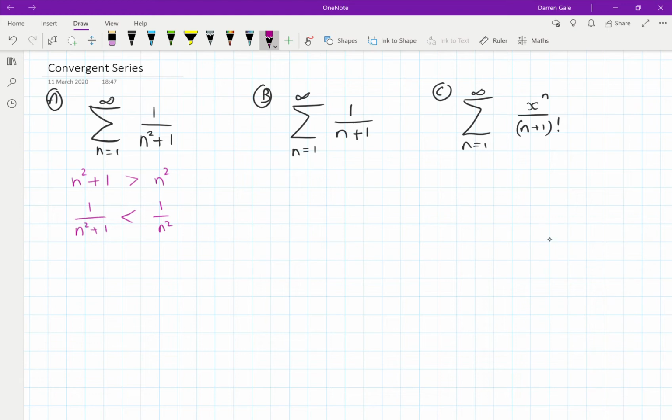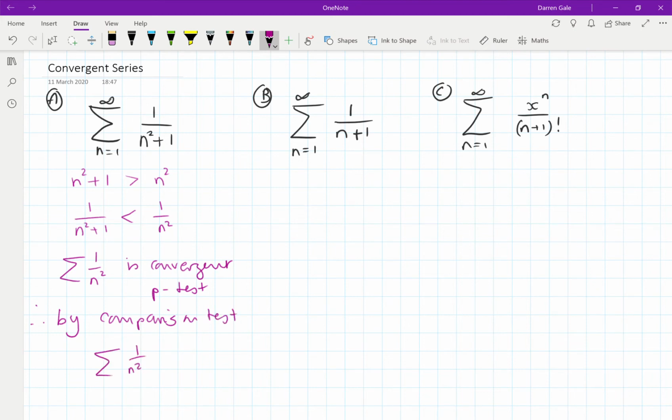But we know that the series 1 over n squared is convergent. How do we know that? That's by the p-test. The p-test tells us that if we have 1 over n to the power p, where p is greater than 1, then it's convergent. So by the comparison test, the series 1 over n squared plus 1 is also convergent.